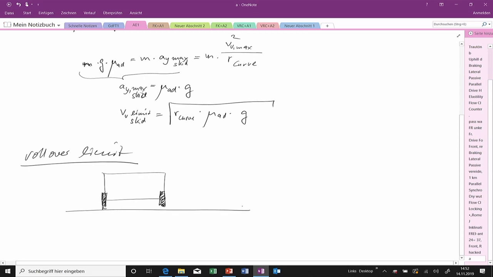And here's the ground again. So tires are on the ground, and this is the road. Again, we are going in a left-hand curve. So this is the center of gravity again, and again we have our centrifugal force, which is exactly the same as before. So this is m times a_y, or we can express it as vehicle speed squared divided by the radius of the curve. So that's exactly the same.